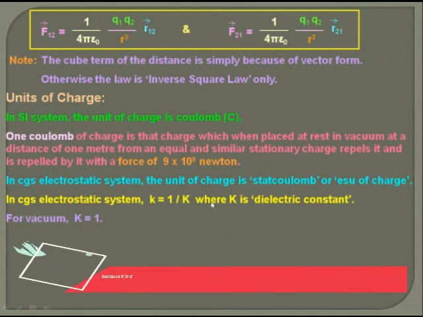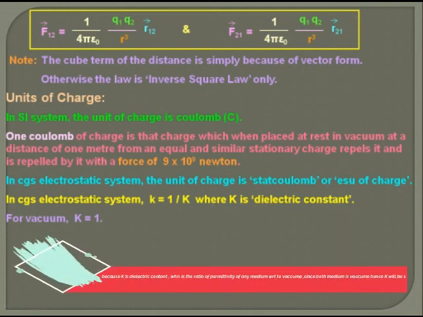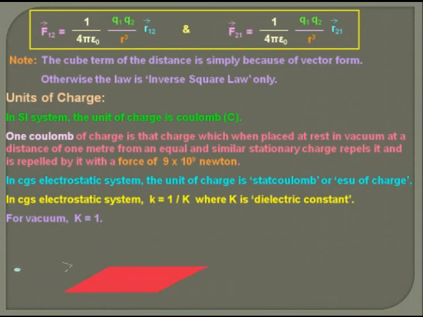So the electrostatic force constant, that is small k, is 1. Since k is equal to 1 by K, 1 by 1 is 1. That's why in the CGS system of charge, the electrostatic force constant value is 1.